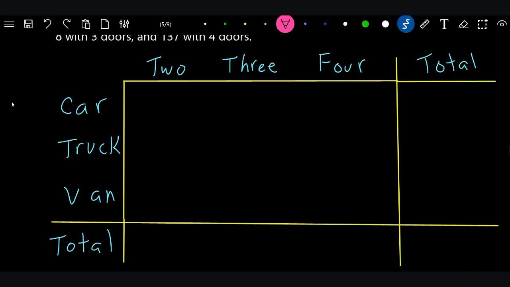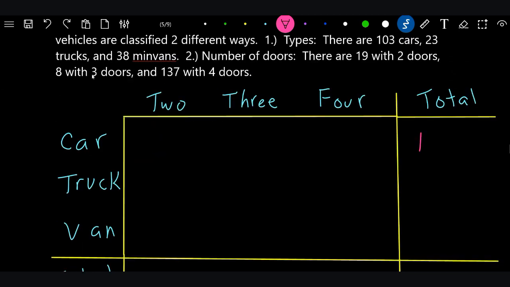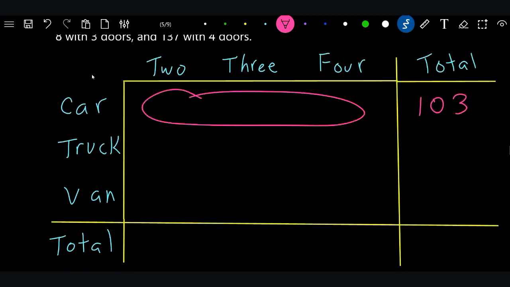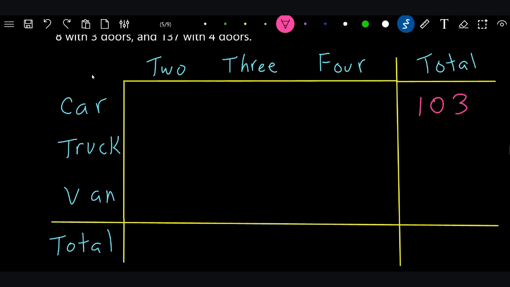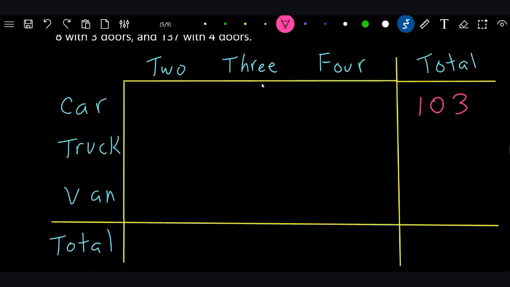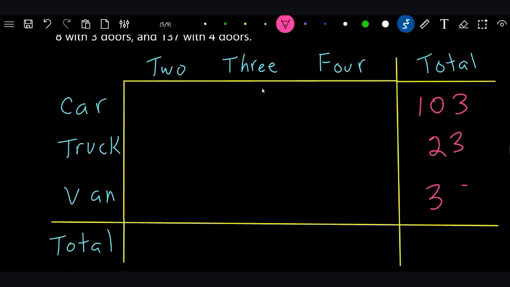But how many cars were there? Look, cars total. How many total cars were there? So let's go over here and we see that there were 103 cars. So in total, we're going to put 103 for cars. Now, we're going to deal with this in just a second. We're going to say how many 2 doors, 3 doors, 4 doors. But for right now, let's just input the totals. How many trucks were there? There were 23 trucks. So 23. And then how many vans? We had 38 minivans. 38.